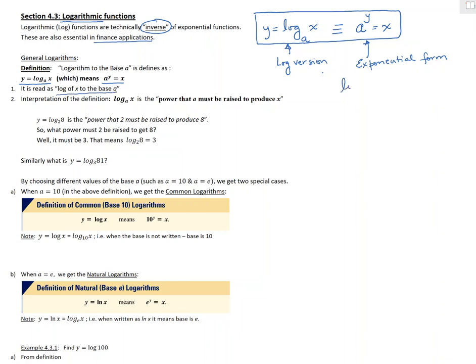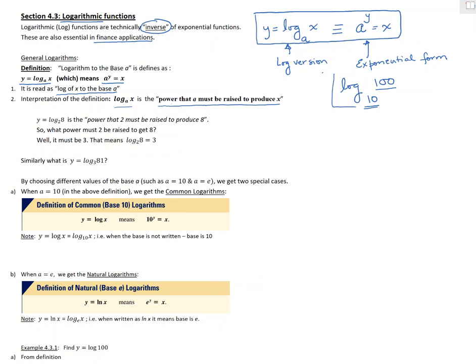So suppose somebody writes the following. So this is read as log of 100 to base 10. Now what does it mean? So let's learn how to interpret it. The best way to do it is to remember this phrase. So log of x to base a is the power that a must be raised to produce x.